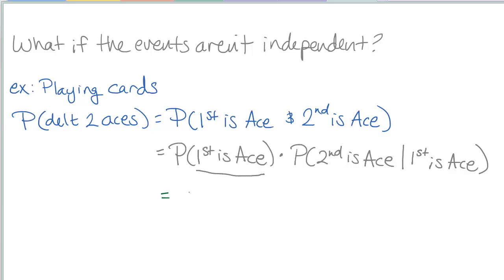So the probability that the first card drawn is an ace would be, well, there's 4 aces out of a total of 52 cards, so 4 out of 52. And then the probability that the second card is an ace, given that the first was an ace, if we've already been dealt an ace, that means there's only 3 remaining out of now 51 cards. So we can multiply these together and get our answer. So this tells us there's less than 1% chance of getting 2 aces in a row this way.